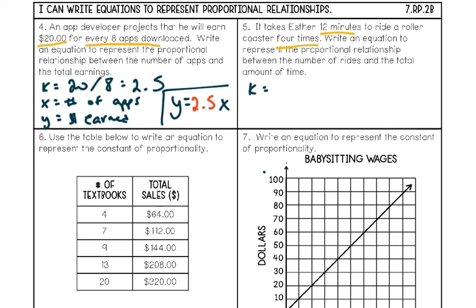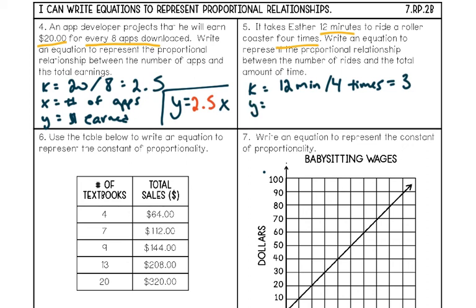So let's start by finding our constant of proportionality K, or our rate. It takes 12 minutes to ride the coaster 4 times. It's 12 minutes per every 4 times. You can write that as a fraction or a ratio. 12 divided by 4, which is 3 minutes per 1 time. So 3 is our unit rate.